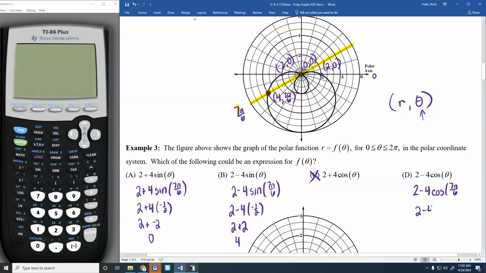This is going to be 2 minus 4 times negative square root of 3 over 2. That one, you don't know what that's going to give you, but it's not going to give you 0 or 4. So that would at least eliminate D. I think technically we're going to stop here, because we have not really eliminated A yet. But B's the better choice. If we had the calculator, it shows that B is the correct answer. So we want to go with B there.